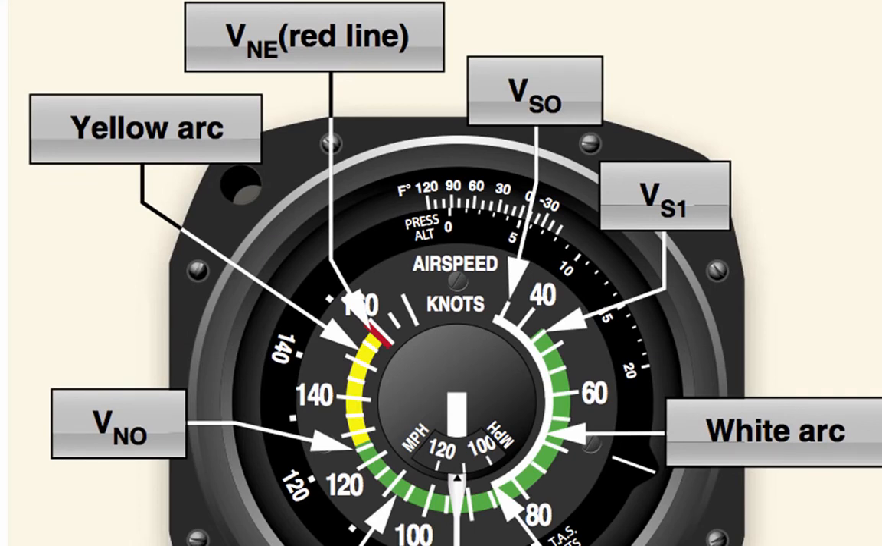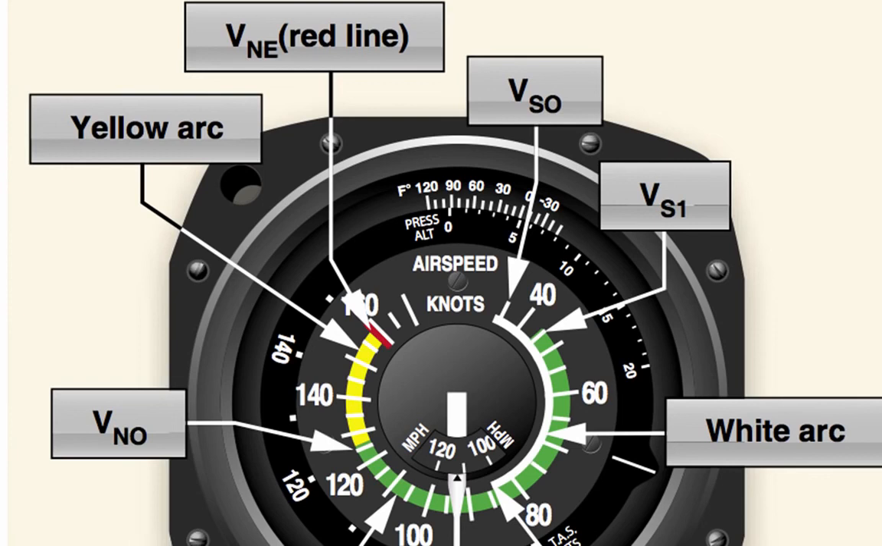2. Best angle of climb speed, VX, the airspeed at which an aircraft gains the greatest amount of altitude in a given distance. 3. Best rate of climb speed, VY, the airspeed that provides the most altitude gain in a given period of time. Prior to takeoff, the ASI should read 0.